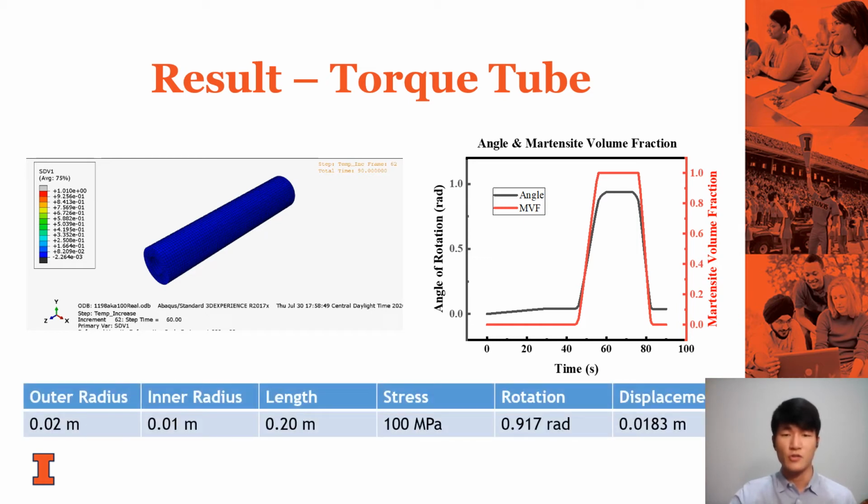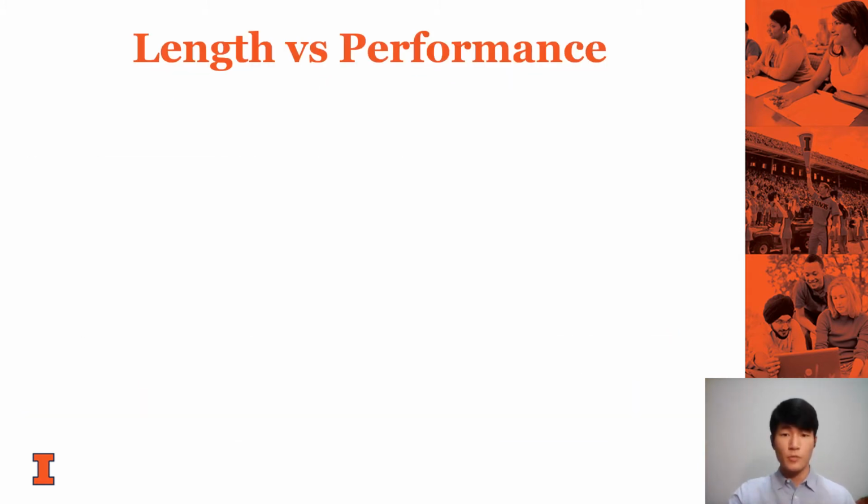The dimension of the tube is shown in the table below, and this dimension was provided by Dr. Calculus as one of the realistic SMA torque tube dimensions that can be used for aircraft shape morphing. The rotation of the tube was converted to the linear displacement of 0.0183 meter. In the process of designing SMA actuators that fit the NASA ULI design specifications, many interesting relationships between different input variables and SMA actuator performance were found.